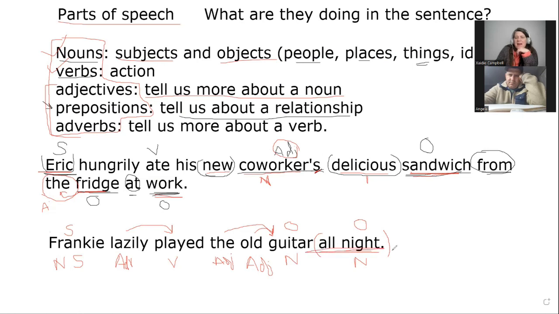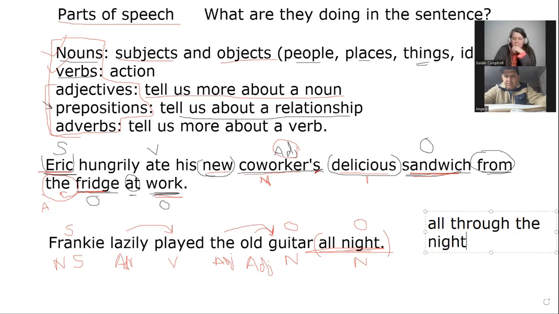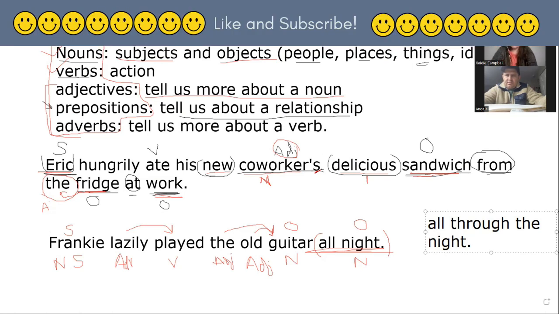Not really. This all night is a time phrase. It's a prepositional phrase, but I didn't write the preposition in there because it's kind of understood. It's understood to be all through the night, right? Through is the preposition. It's just understood that it's there. Teacher, the all is an adjective, right? Yes, that is an adjective too. Why? Because it's telling us more about the guitar. Adjective.